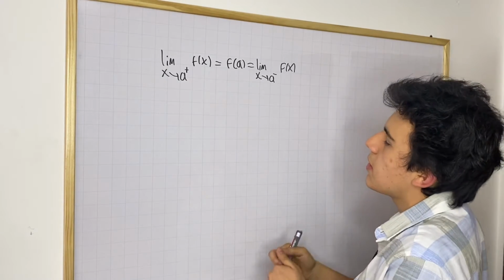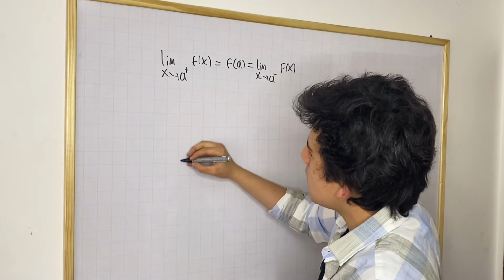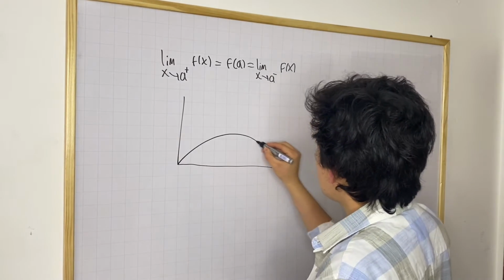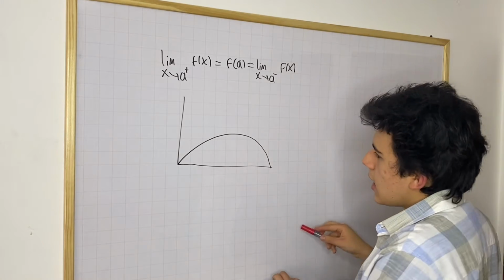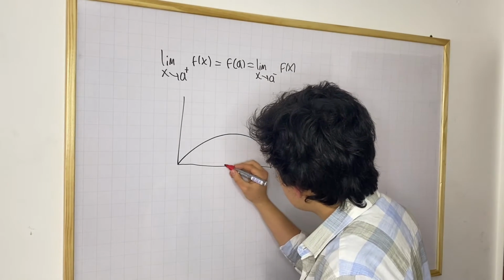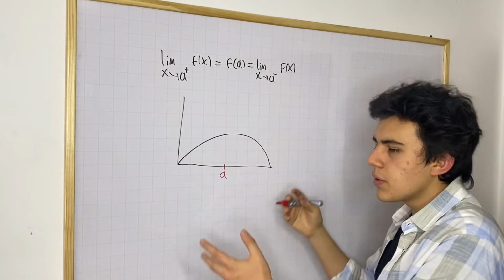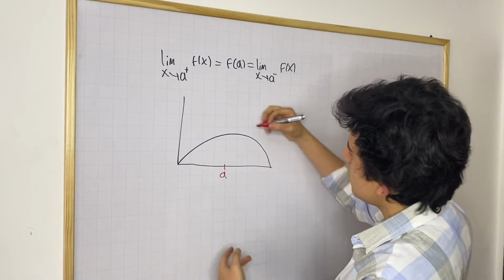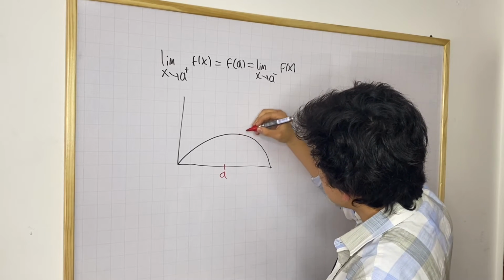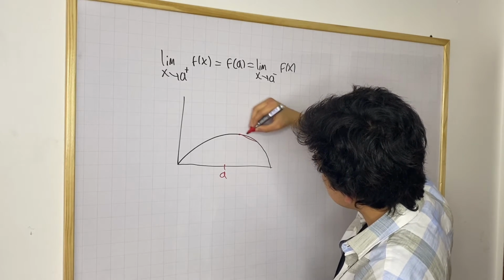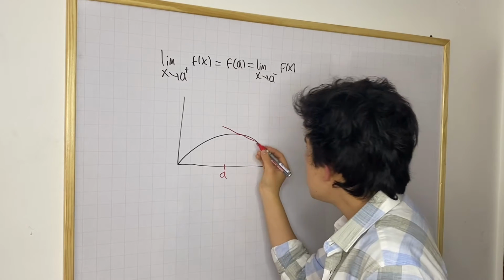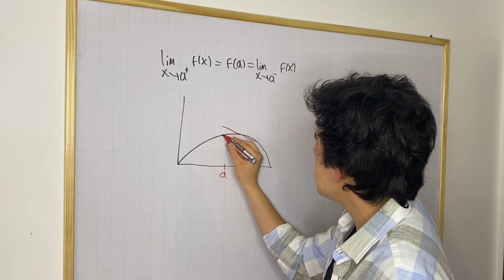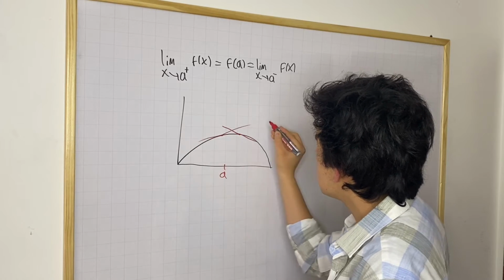So let me show you what I mean by that. What if we had the following graph? We could have something like this, and let's say for example that this is going to be a. Now if we wanted to find the tangent lines getting very close to a, let's say we're on this point and the tangent line would be something like this approximately, and we're also on this point, and you have a tangent line like this.